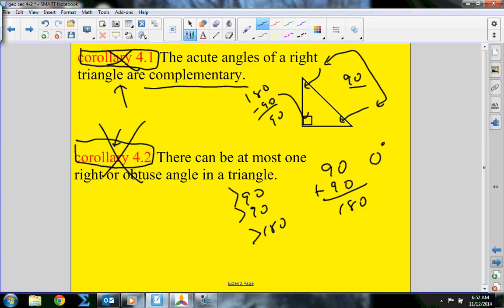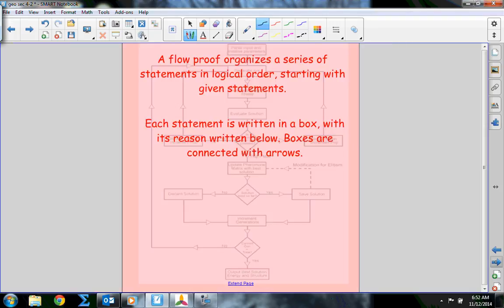Speaking of proofs, I have something very exciting for you. It's another kind of proof. We've written paragraph proofs where you just have to say in words what you're doing. And we've written formal two-column proofs as a way to organize. Well, a flow proof is yet another way to write a proof and another way to organize it. And this is really good if you're a visual type person.